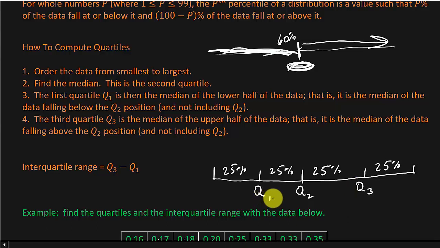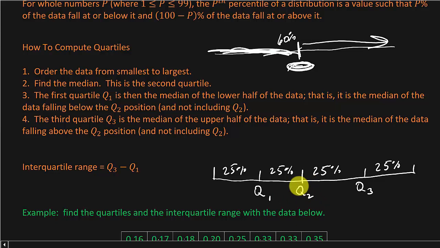So how do we find these quartiles? How do we compute quartiles? Well, it's right here. Let's take a look at it. Like I said earlier, order the data from smallest to largest. Then we want to find the median, and that gives us the second quartile. So we're not going to find the quartiles in order Q1, Q2, Q3. We're going to find the second quartile first, which is the median of all the data values.